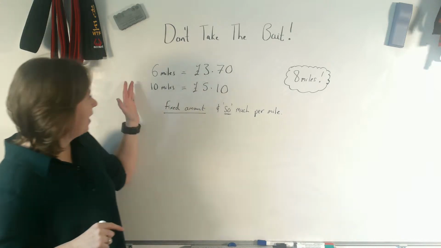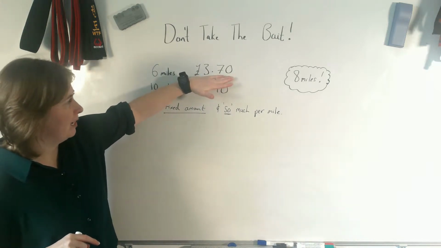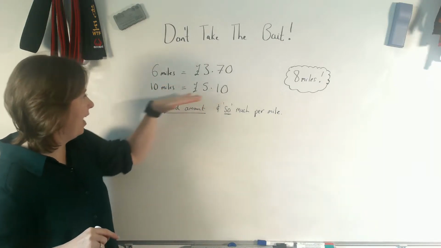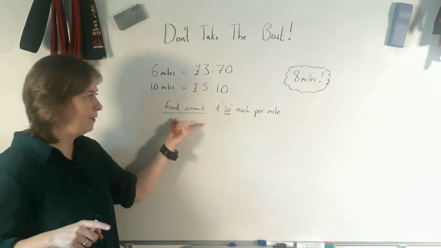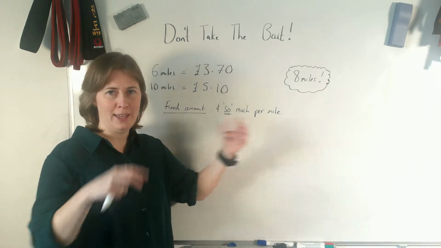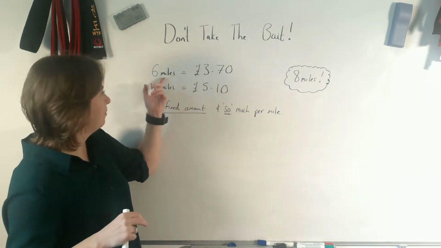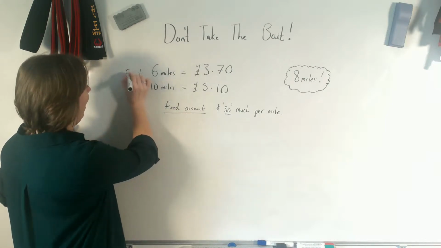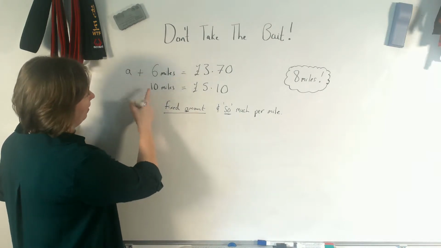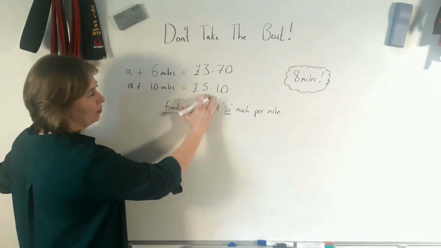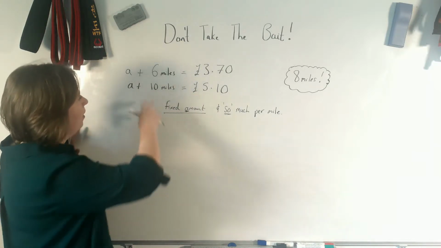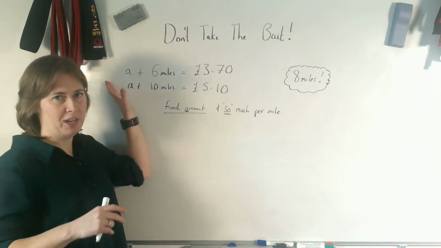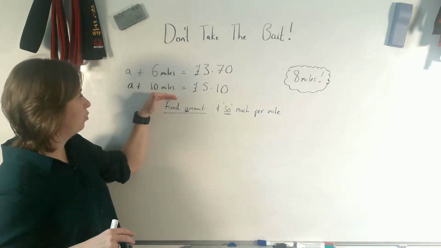Here's a good example. Dave's taxi firm charges £3.70 for a journey of 6 miles. Dave's taxi firm also charges £5.10 for a journey of 10 miles. There's a fixed amount plus so much per mile in that charge. So it's not the 6 miles that costs £3.70, it's the 6 miles plus the charge, the fixed amount. I'll call that A for amount. Same here. The fixed amount plus the 10 miles is what costs £5.10. What we have here now that I've added the A from the information is a pair of simultaneous equations, and it's actually not too horrible a pair.